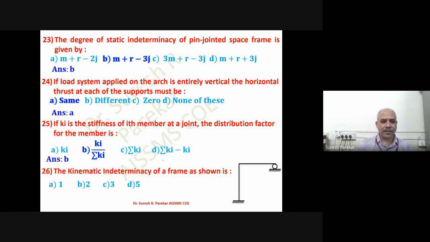Option is B. The kinematic indeterminacy of a frame is as shown. So we do not have any deflection here. So we have theta over here, and then we have delta over here. So in total we have 3. So we have C.